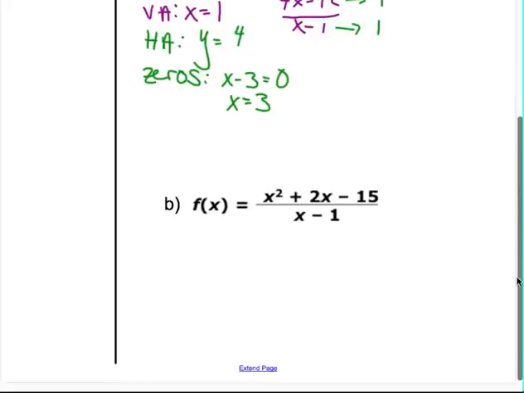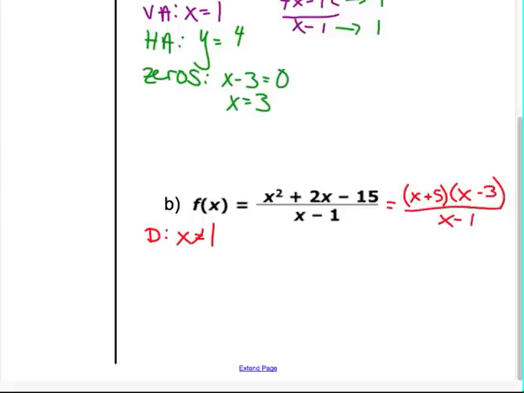All right, so last example, starting with restricted domain. Again, in this case, my restricted domain is x cannot equal 1. Checking to see if it's a vertical asymptote or a hole, I'm going to factor my numerator. What multiplies to negative 15 and adds to positive 2 will be a plus 5, negative 3. Since that x minus 1 doesn't cancel again, that will be a vertical asymptote.